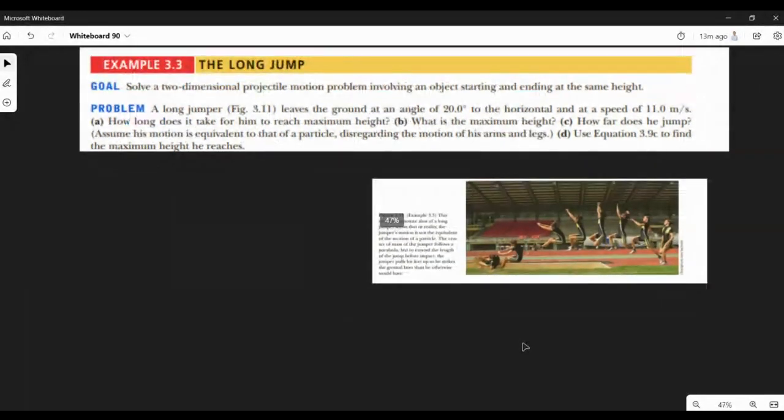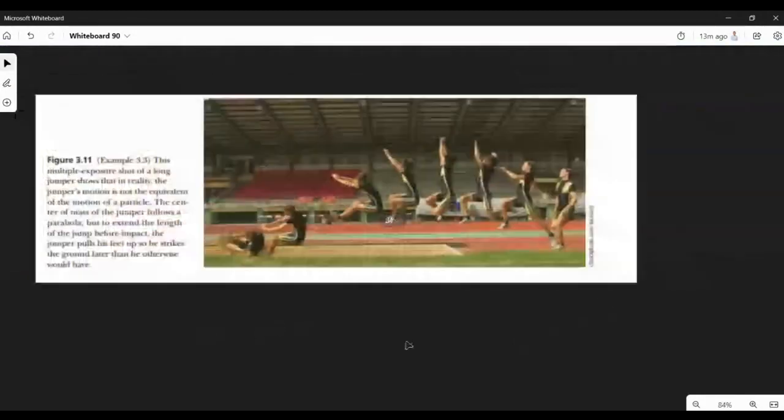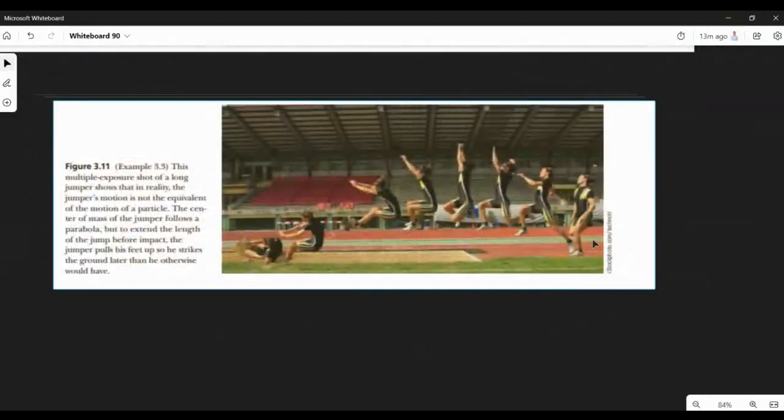Okay, so what we have there is a long jumper. It's a guy starting over there and jumping in that particular way. This is essentially a projectile. That's a multi-exposure shot of a long jumper. I'm saying that it's not equivalent to a particle for whatever reason, but when they say the center of mass of the jumper follows a parabola.